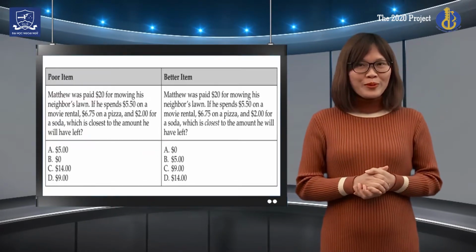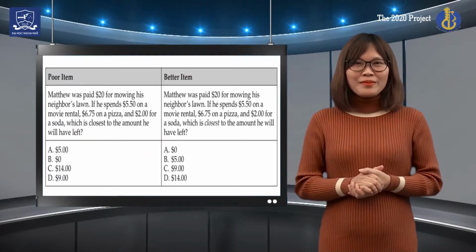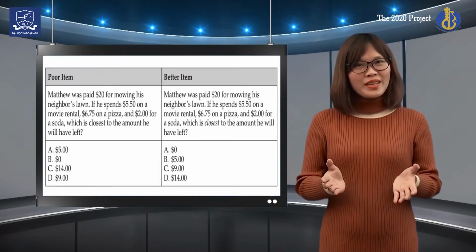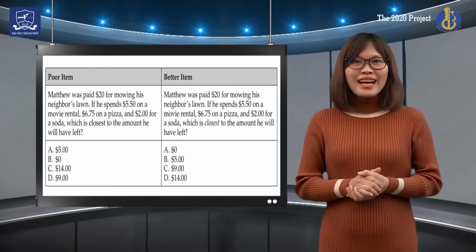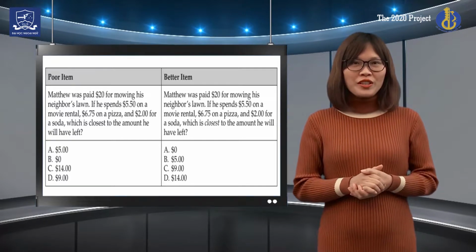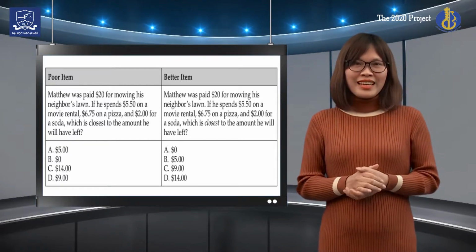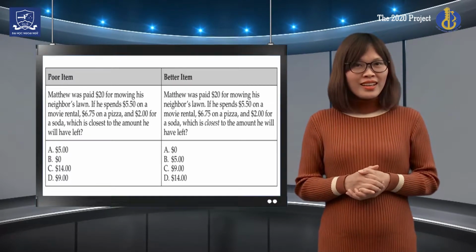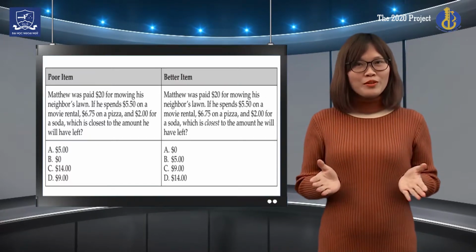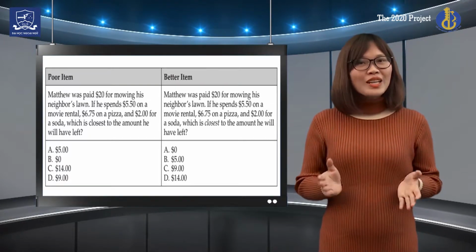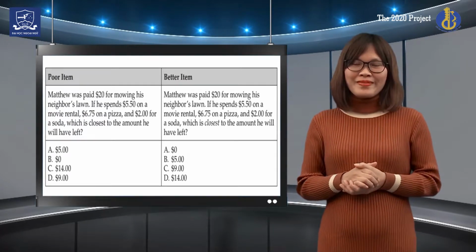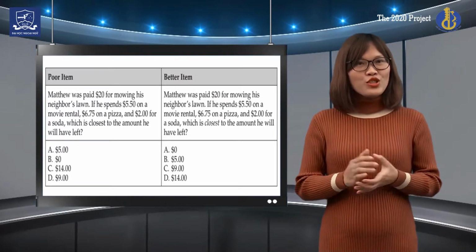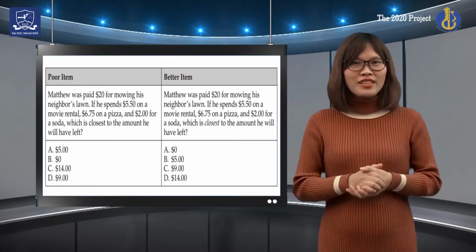Let's take a look at two examples. In this item, the word closest is a qualifier that lets students know what is being asked. They are simply being asked to estimate the amount left over, not the exact amount. In the poor item, the word closest does not stand out to the student at all. A student may miss the word and become confused as the exact amount is not available in the answer choices. In the better item, the word closest is italicized and the student is clued into estimation of the amount.